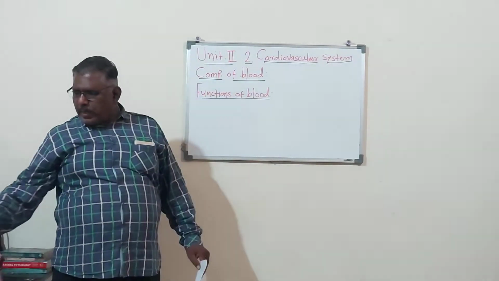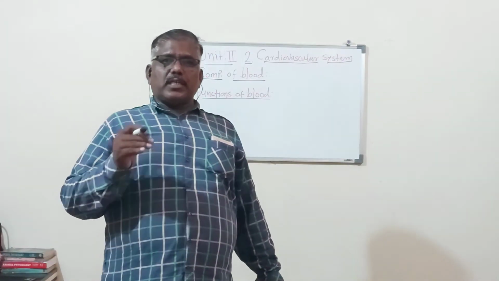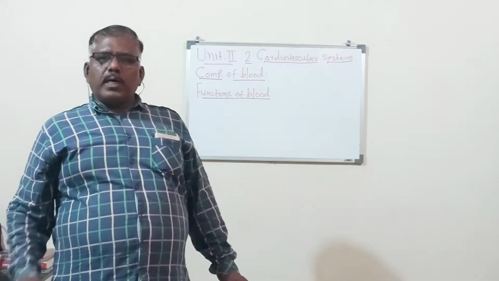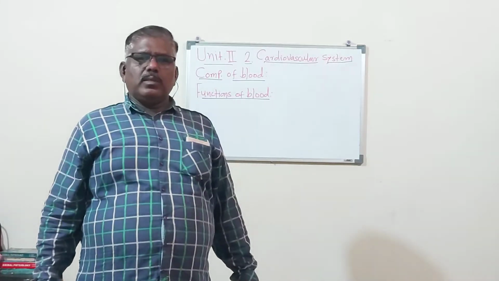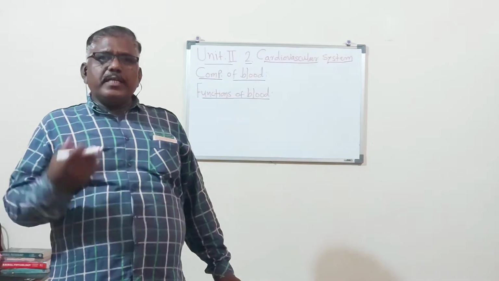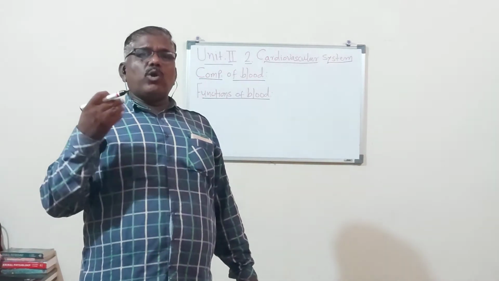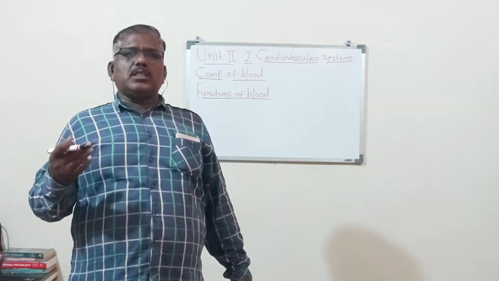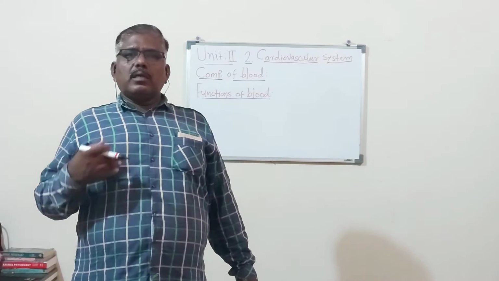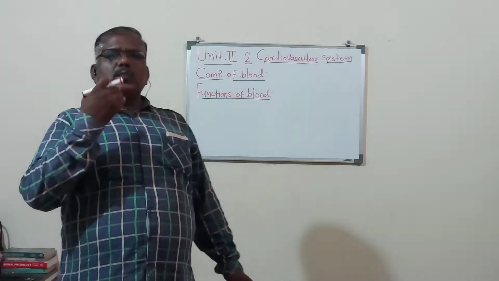Now composition of blood. What is blood? If we are studying the circulatory system or the cardiovascular system, first we should know what the cardiovascular system is. Cardiovascular system is nothing but the circulatory system. Cardio, you sometimes hear cardiologist. Cardiologist means a heart specialist. Cardiac muscle means the muscles of the heart. Cardio is about the heart. So cardiovascular system means blood circulation system.